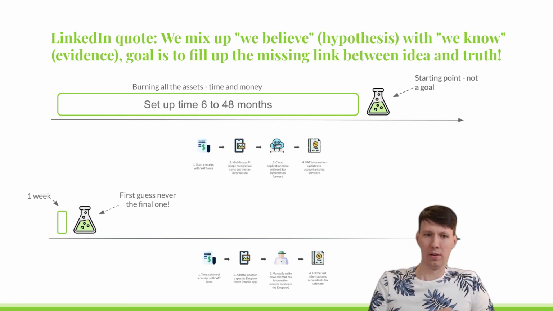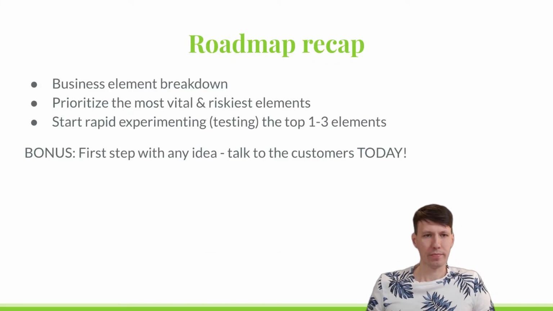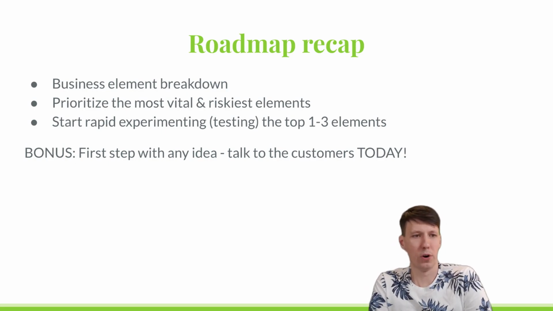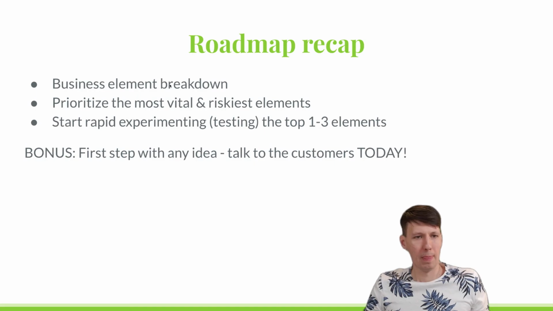Okay, so just to recap, the first step was to break down the business elements, then you prioritize with the quadrant, and last you start this rapid experimenting or testing with the top 1 to 3 elements.